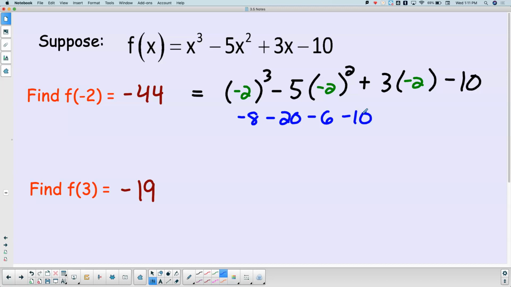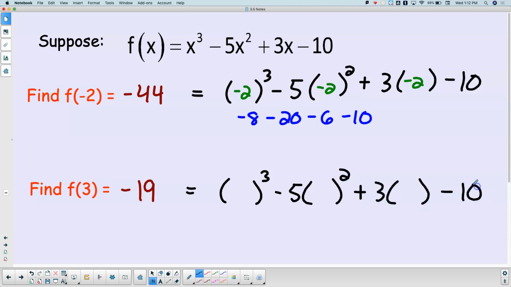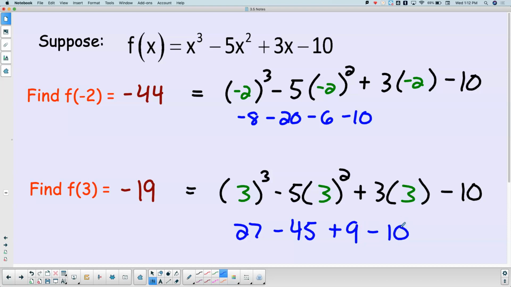Do you need a calculator for it? We can just do that. We can do this for f of 3 as well, and here we'd go 3, 3, 3, and then we'd say that this was 27 minus 45, that's negative 18, and then plus 9 is negative 9, and then minus 10 is negative 19.